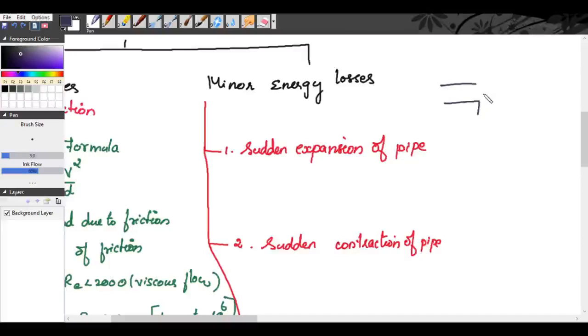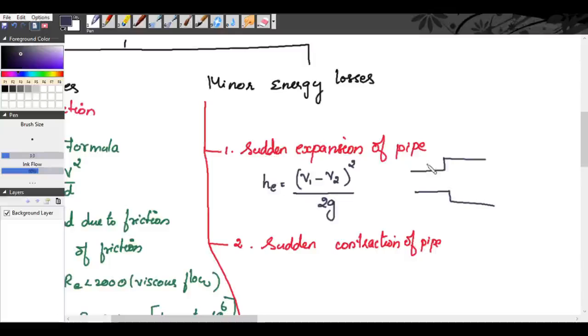Applying all these, we get the minor energy loss due to the sudden expansion of pipe as HE is equal to, E means expansion, H means head lost, is equal to V1 minus V2 the whole square divided by 2G. G is acceleration due to gravity. When the pipe suddenly expands, you can take section 1 here and section 2 here. V1 is the velocity of flow at section 1, and V2 is the velocity of flow at section 2.